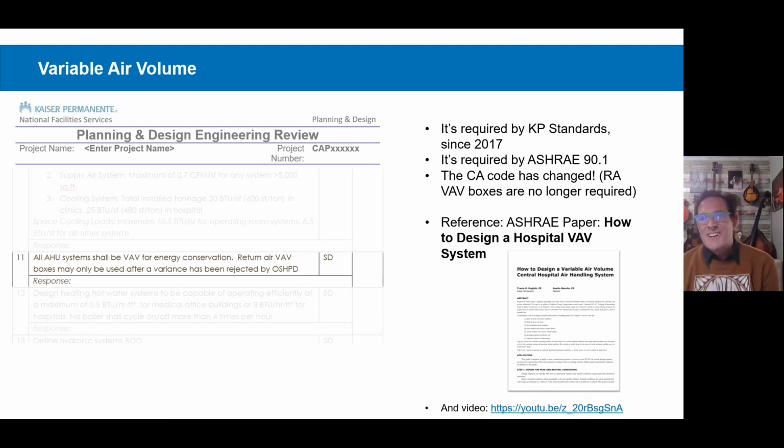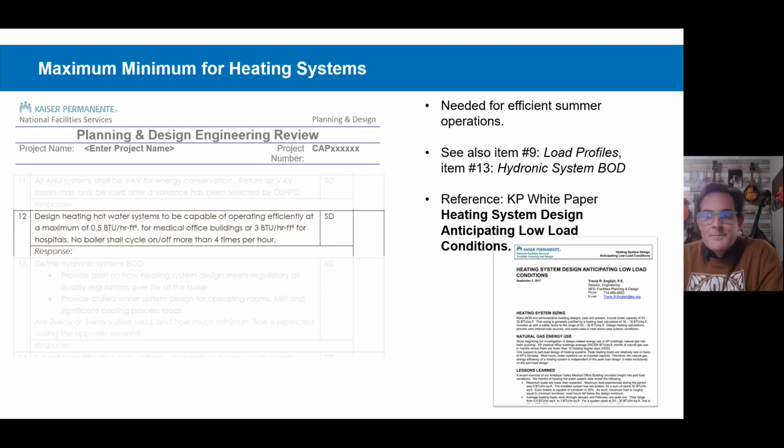We can't do constant volume systems because it's easier. So I, for one, have no intention of ever approving a constant volume design in a Kaiser building, really ever again. So VAV is required.